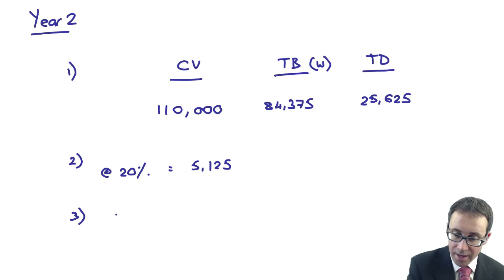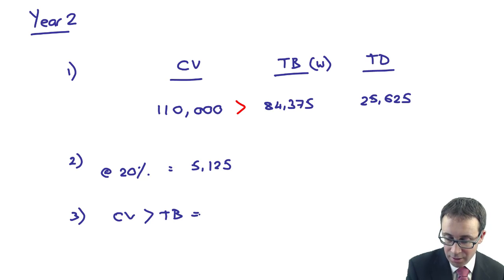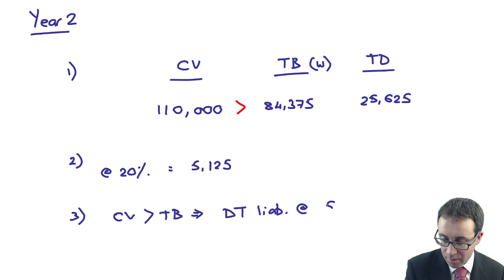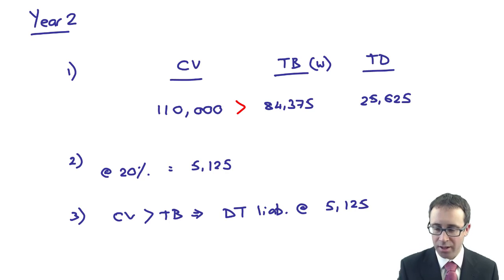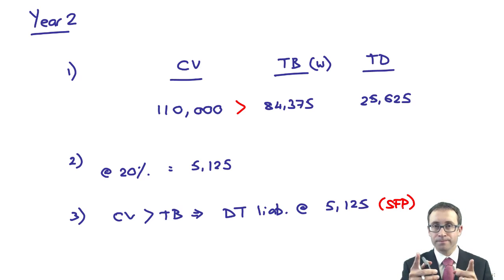Step 3, carrying value is still greater than my tax base. So as the carrying value is greater than the tax base, you have a deferred tax liability at 5,125. So forget about any journals for now. That's the figure that appears on the statement of financial position. There we go.